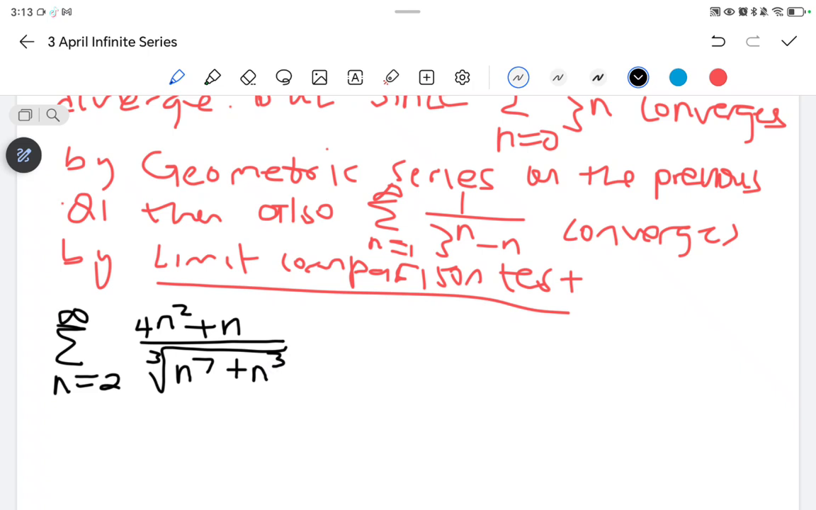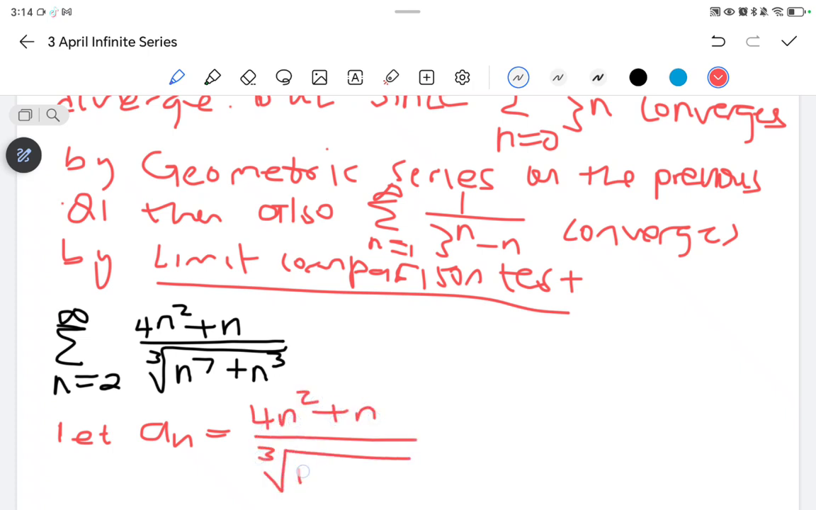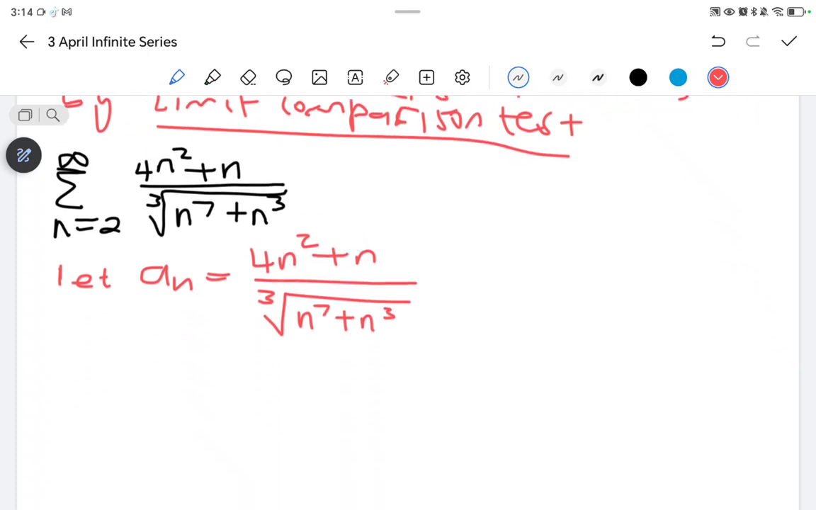So do the same thing. We let a of n be that. We let a of n be equal to 4n squared plus n to the third over n to the 7 plus n to the third. You see, right? And then we find our b of n. For b of n, don't forget this can be less than 4n squared.